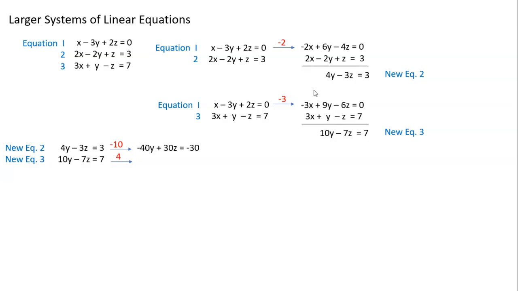Okay, so again, when I multiply -10 to equation 1, I get -40y plus 30z equals -30. 4 times the second equation is 40y minus 28z is equal to 28. And when I add these two equations together, you see that I have 2z equals -2. To solve for z, just divide both sides by 2, and I have z equals -1.